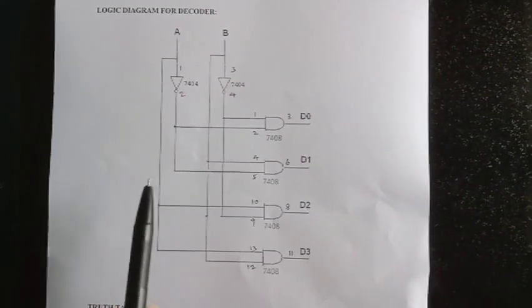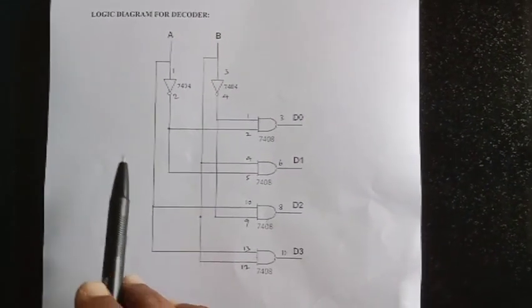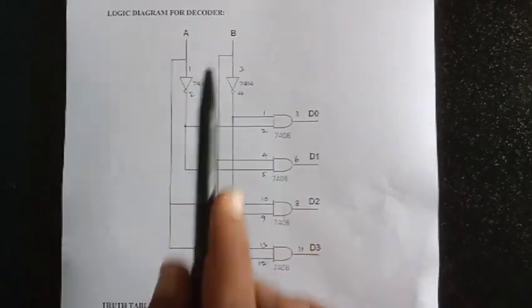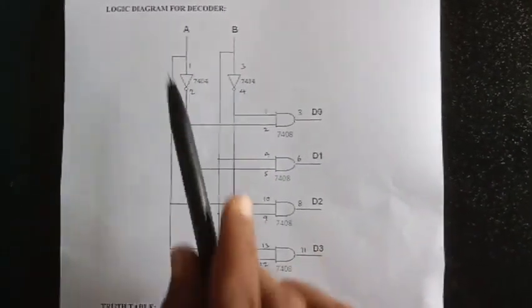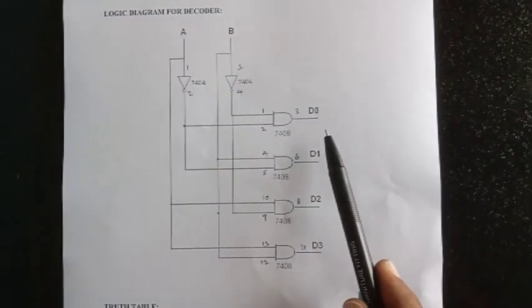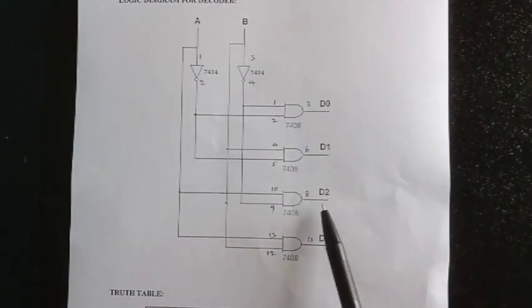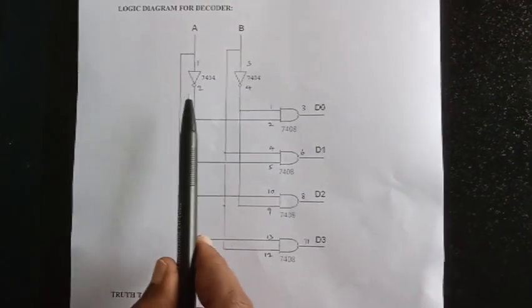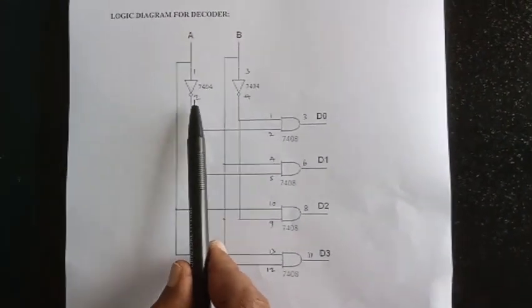So next I am going to explain the logic diagram of decoder. A decoder converts n inputs into 2 power n outputs. Here I am taking 2 inputs, A and B, and we are getting 4 outputs, D0, D1, D2, D3. This is the output. So here we are using 2 NOT gates.